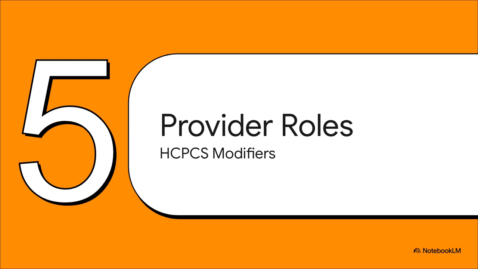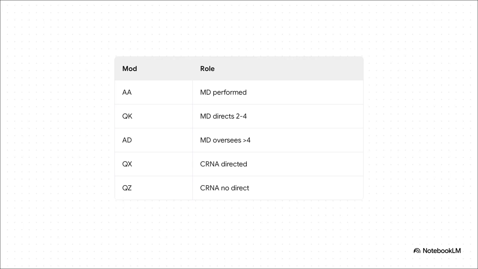This is the who did what part of the equation. Let's rapid fire through these crucial HCPCS modifiers. AA means the anesthesiologist personally performed the service. QY is an anesthesiologist medically directing exactly 1 CRNA. That's a certified registered nurse anesthetist. QK is for directing 2 to 4 concurrent cases. AD is for medical supervision of more than 4 concurrent cases. Then on the CRNA side, QX means they had medical direction, and QZ means the CRNA performed the service without medical direction. You've got to match the right provider combination to pass this section for sure.